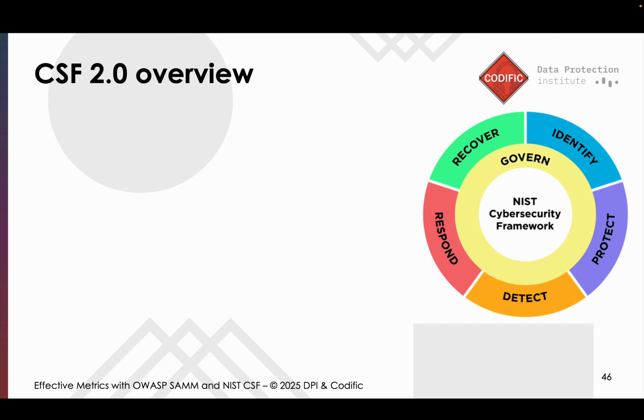Here is a quick overview of each of 6 functions. We start with govern. This is about the organization's overall risk management strategy. It defines and communicates expectations, policies, standards. It also covers roles and responsibilities, and a big emerging area, supply chain risk management.